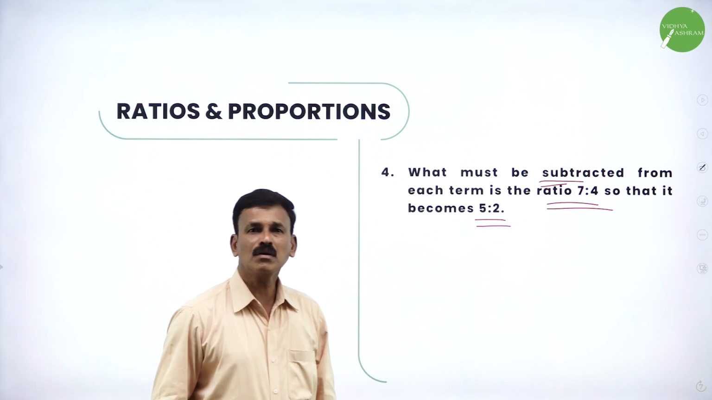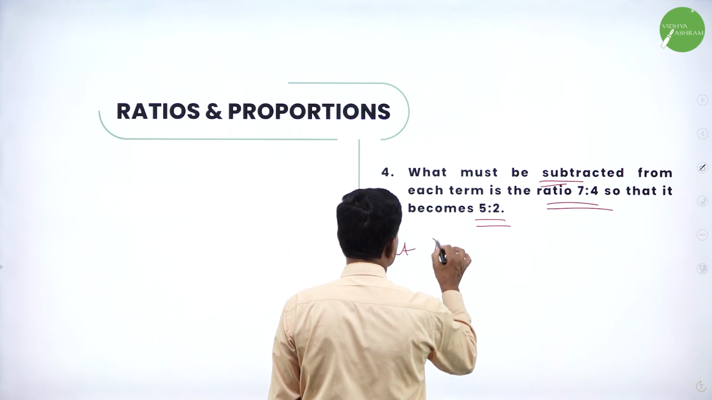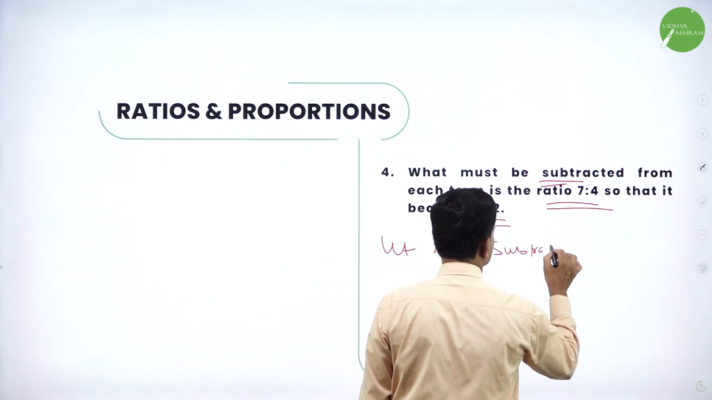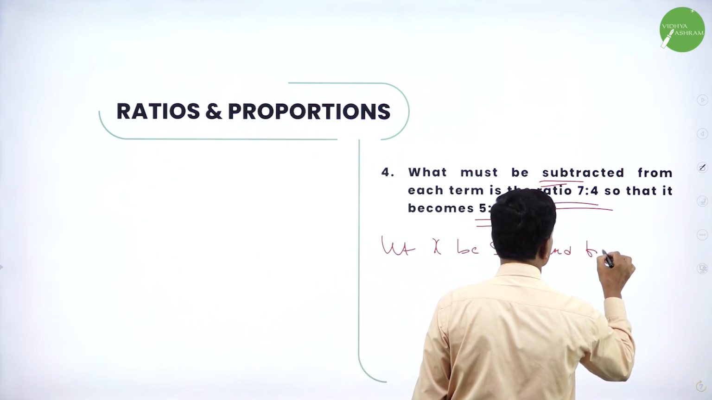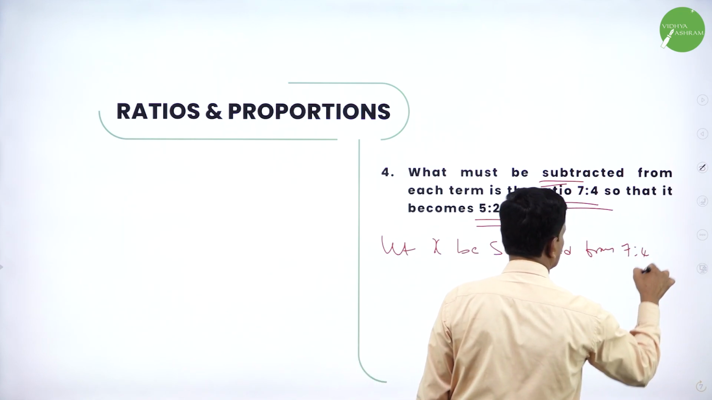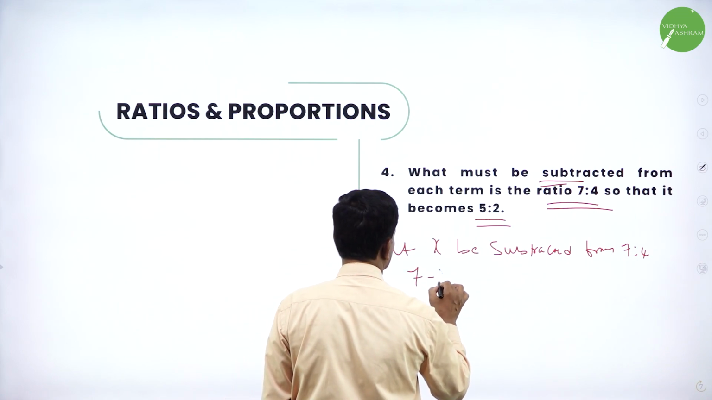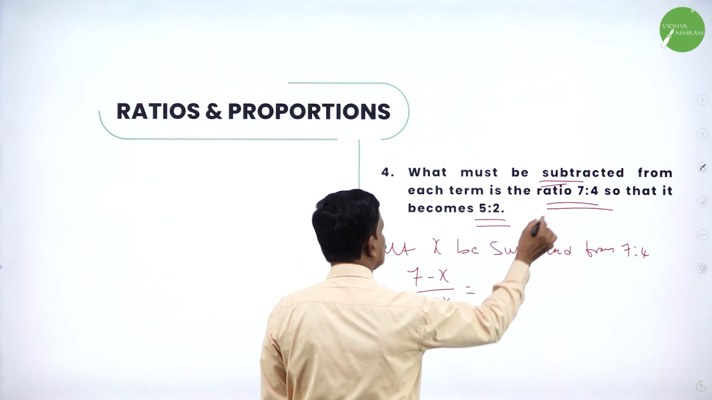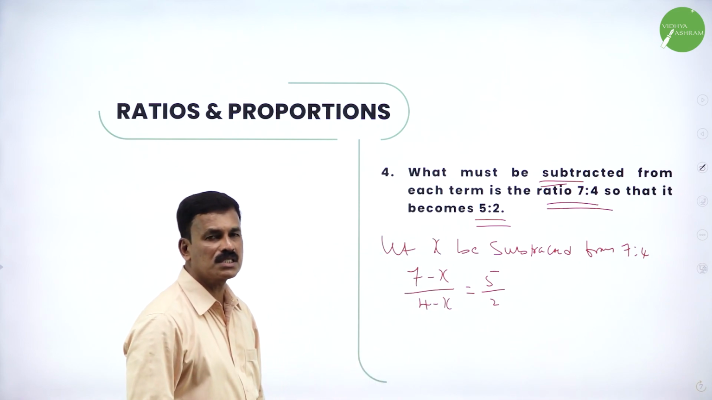Okay. Now let us consider x is the number. Let x be subtracted from the ratio 7:4. That means x is subtracted, so 7 minus x divided by 4 minus x. Then the new ratio we are going to get is 5:2, which is 5/2. That's it. This is given.